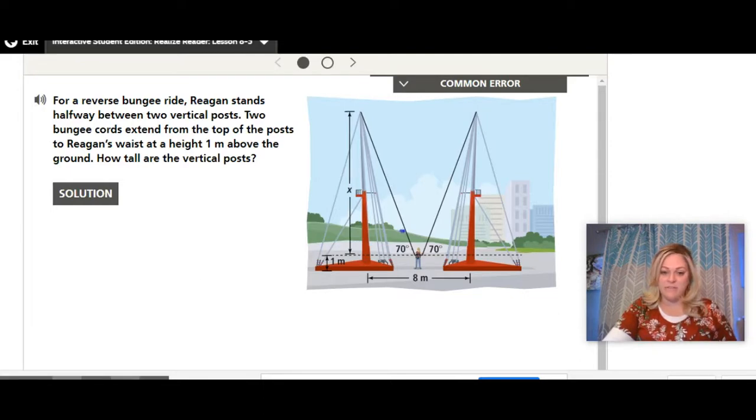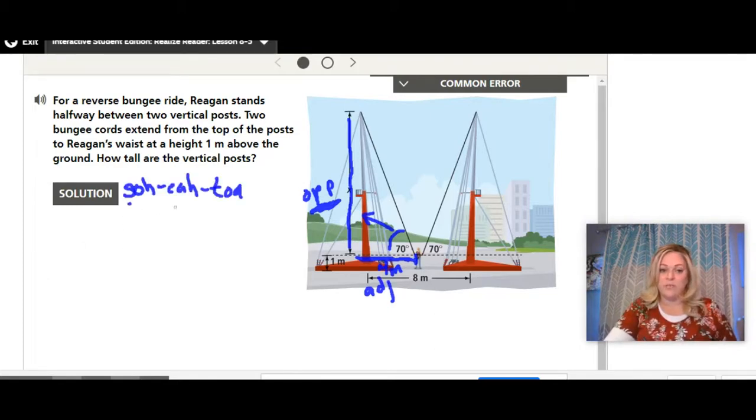I've got my angle. I've got this X going all the way down, which happens to be the opposite side of my angle. And then I have this distance right here, which is kind of hard to tell, but they said this person is standing right in the halfway point, so that would make this 4 meters on this side. So I have the adjacent side, I have the opposite side is what I'm looking for, and I have the angle. So using your trig skills, which one of these has opposite and adjacent?